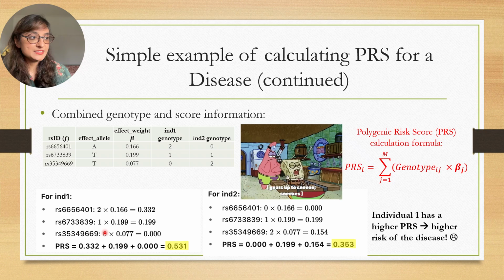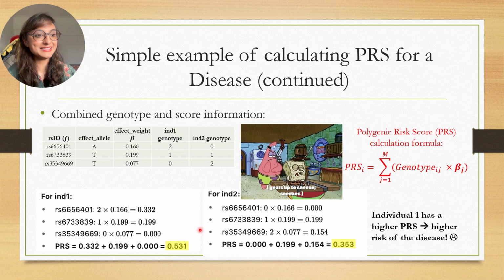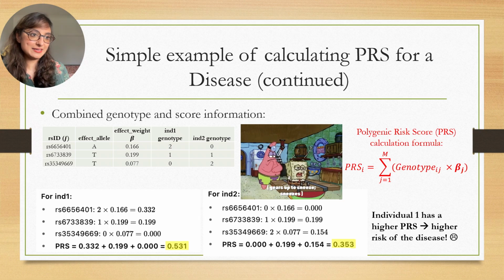So this is individual 1's polygenic risk score for the disease. It's 0.531, which is higher than individual 2's polygenic risk score for the disease, which is 0.353. So individual 1 has a higher predicted risk of the disease than individual 2 does, based on this toy example. So that's how we compute a polygenic risk score. We take the genotypes and, for that given SNP, multiply by the respective weight. And the genotype is just measuring how many copies of that effect allele, that risk allele, you have.